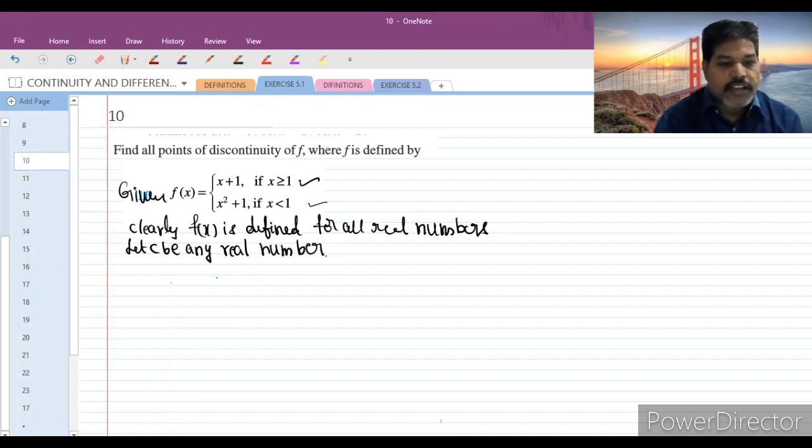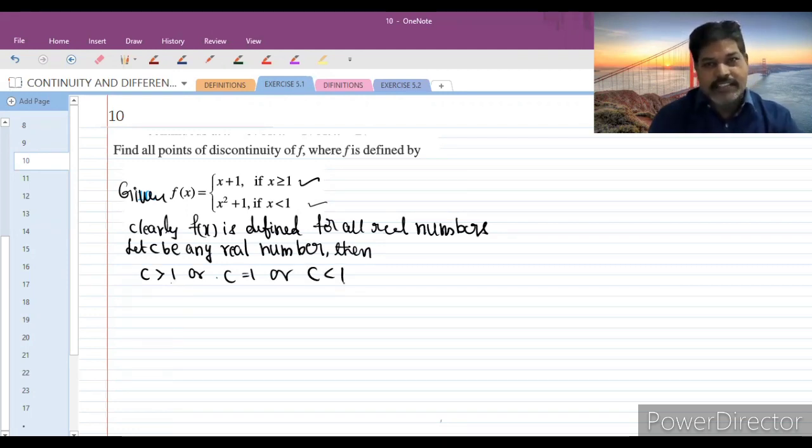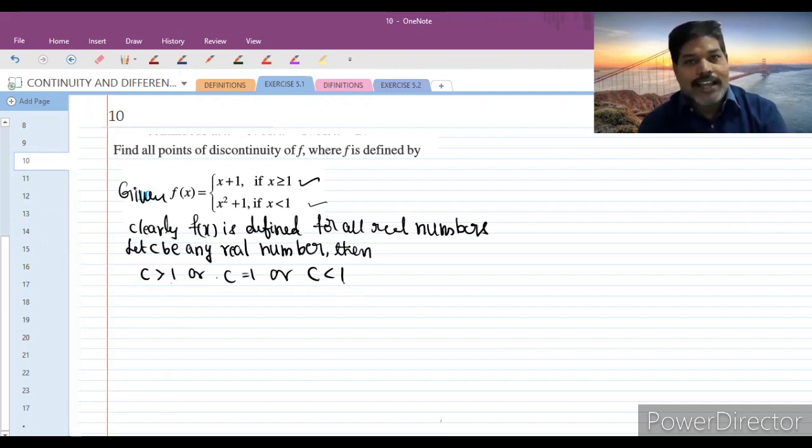If C is any real number, then three cases will arise. First, C is greater than 1, or C is equal to 1, or C is less than 1. Why? Because C is a real number and the function is defined for x greater than 1, x equal to 1 and x less than 1. So you have to check the continuity at these points.